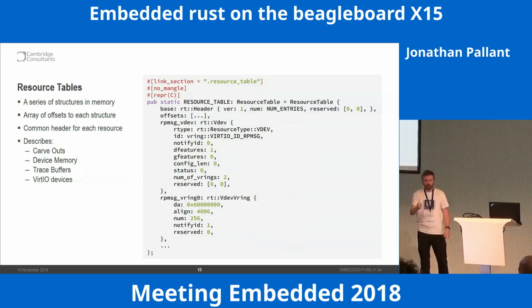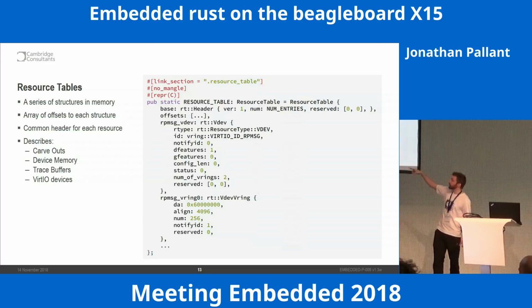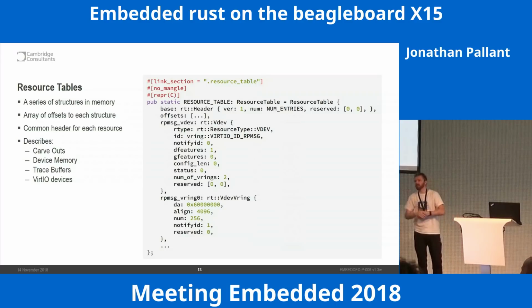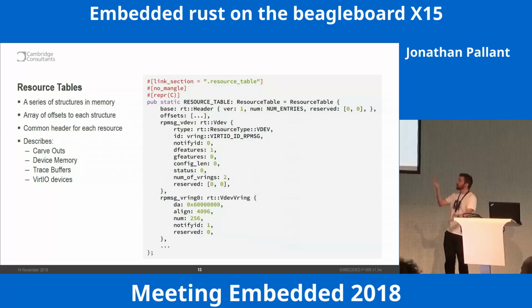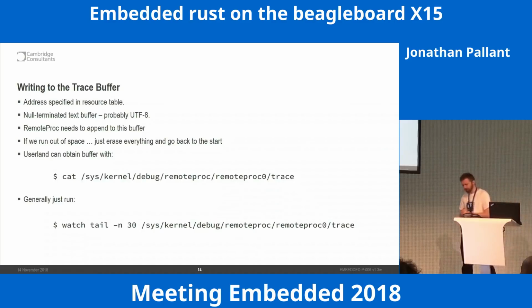There's a header, and then there's a bunch of blocks, and each block describes a different feature. I've got a virtual device, I've got a V-ring, and so the R type basically says the type of that section, and then the information that follows is specific. This sort of C-style object orientation, that's what we expect from the Linux kernel. So that's fine. Anything I can do in C, I could do in Rust. If I'm re-implementing Linux kernel structures, I think it's a fairly sound argument.